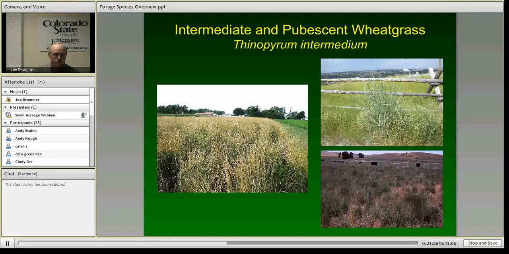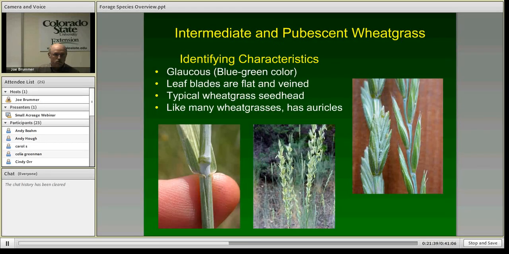Here's some photos of the intermediate and pubescent wheatgrass. Again, tends to be a little more of a stemmy type of species. Again, not quite as palatable as some of the other species that I talked about earlier. A lot of the wheatgrass type species tend to have this bluish color, glaucous. It's a waxy type material that forms on the leaves and the stems. Gives it that blue-green color.